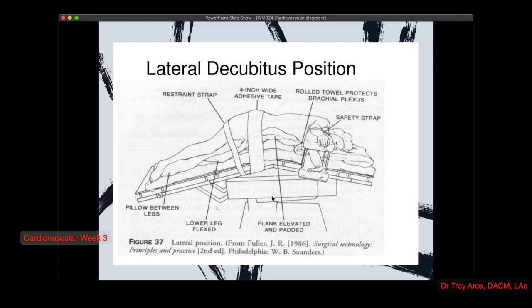The lower leg is flexed, and the pillow is between the legs. And then there are roll towels to protect the brachial plexus, and a safety strap just to keep them on the table, prevent them from falling off the table. But that's what the lateral decubitus position looks like.